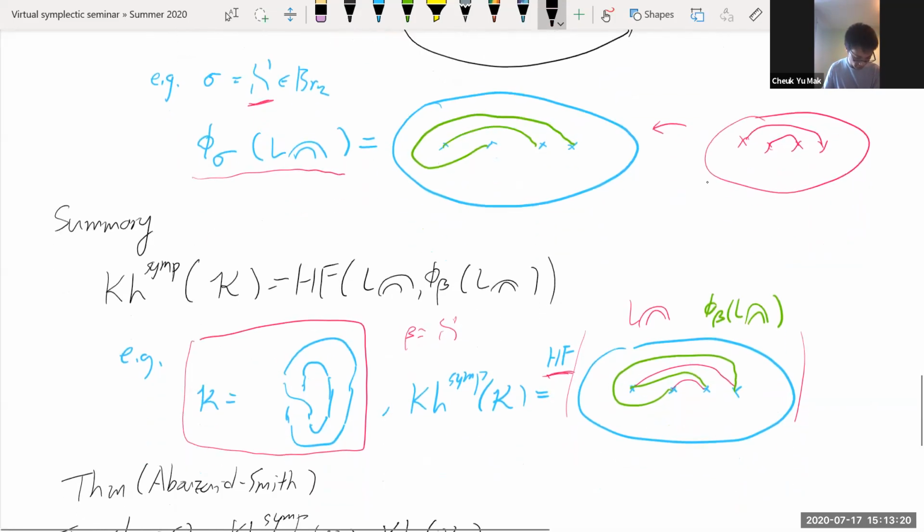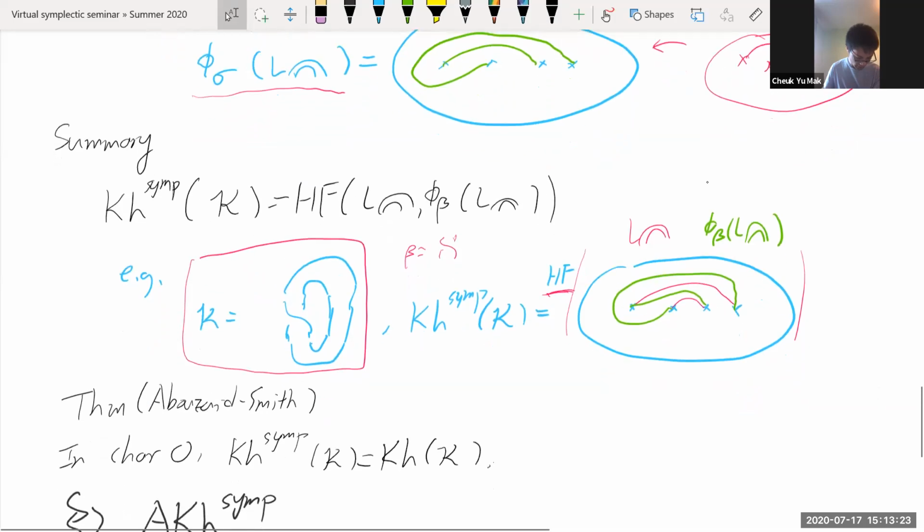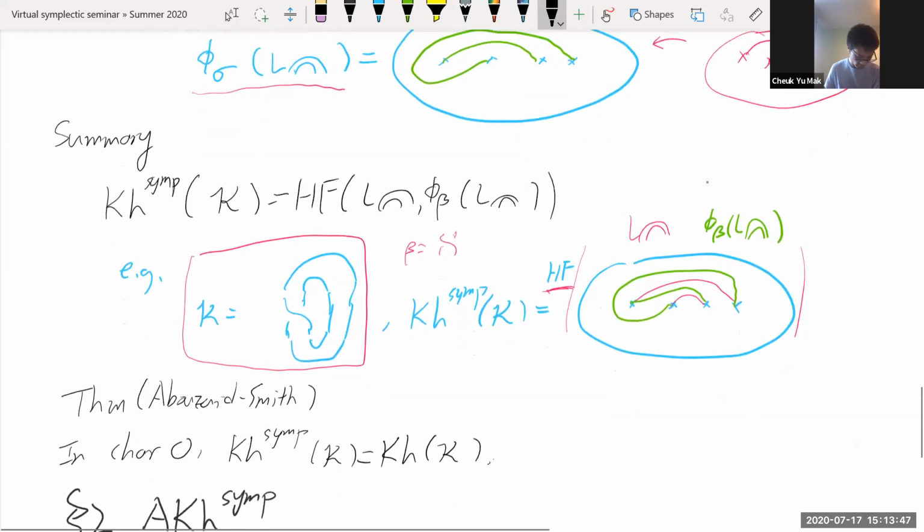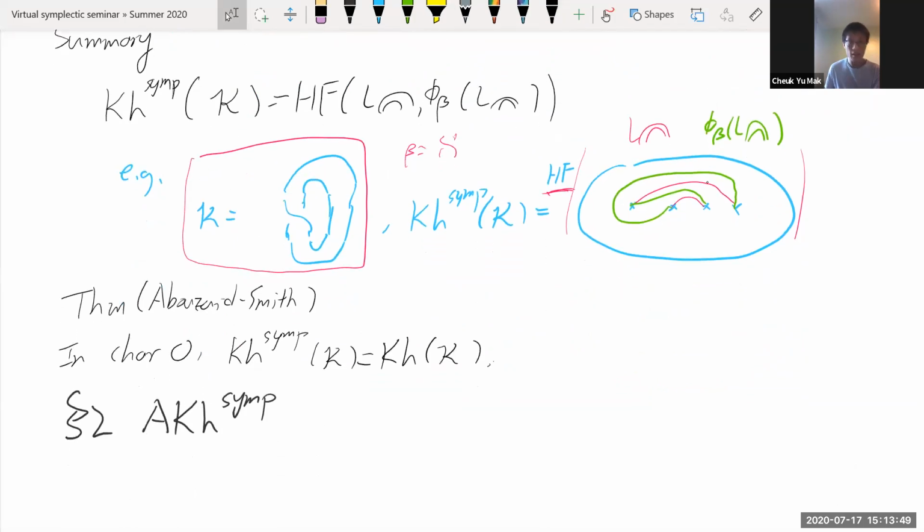So this is the symplectic Khovanov homology, and a recent theorem of Abouzaid and Smith proved that in characteristic 0, the symplectic Khovanov homology is isomorphic to the ordinary Khovanov homology defined using combinatorics. And now, if no question, I will move on to the annular symplectic Khovanov homology.